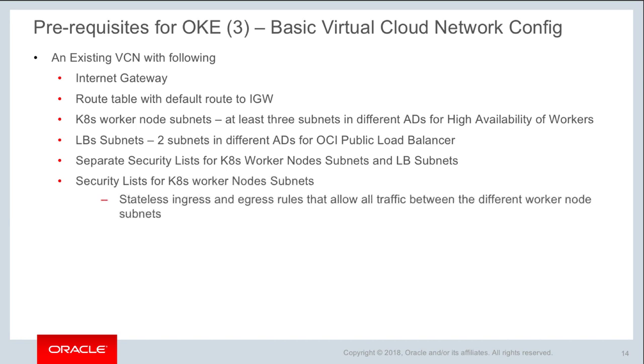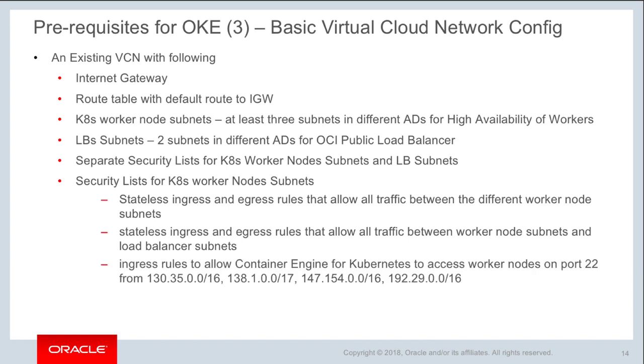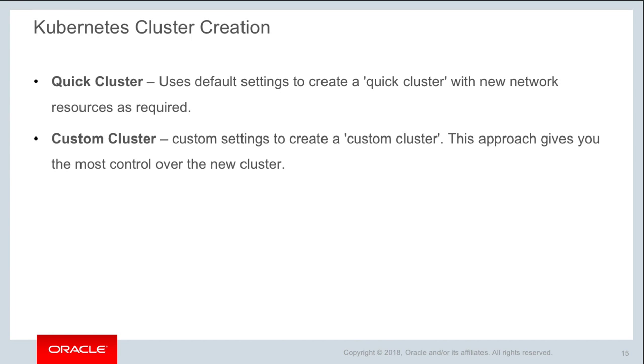The security list for Kubernetes worker nodes should have some specific rules. Basically, it should allow communication between the worker nodes, so there should be stateless rules allowing the traffic between the worker nodes. It should also allow the traffic on some specific CIDRs. These CIDRs are the ones where the Kubernetes master nodes are created, and initially they communicate, and right now in the current release, they communicate to the Kubernetes worker nodes on port 22 when you open up these specific rules. So when you are creating a Kubernetes cluster, there are a couple of options to create a cluster.